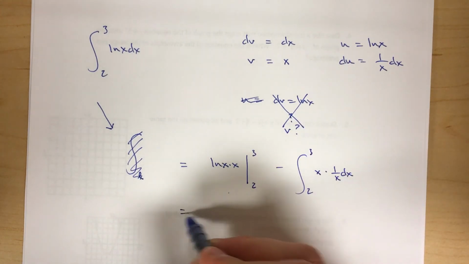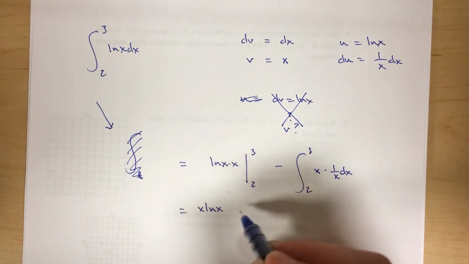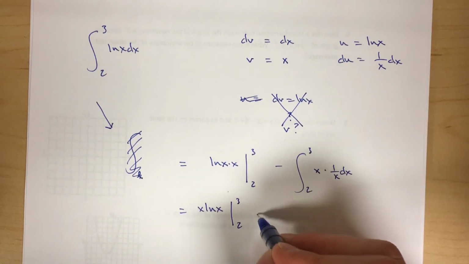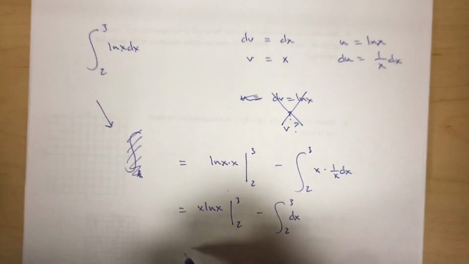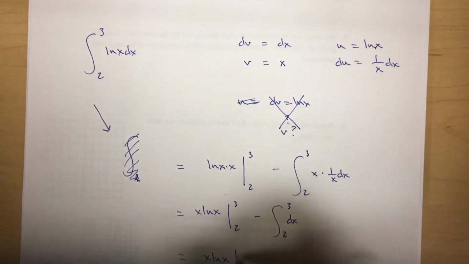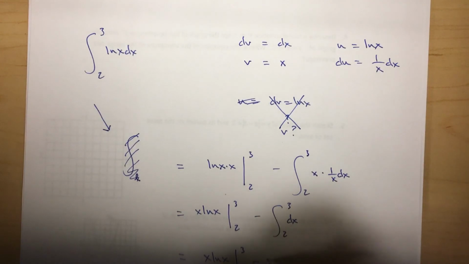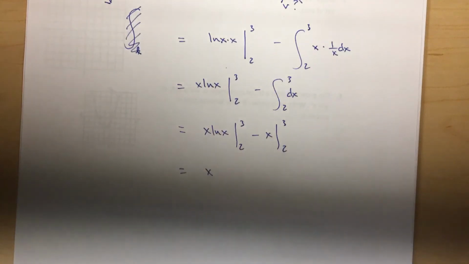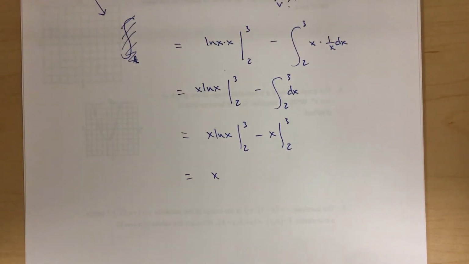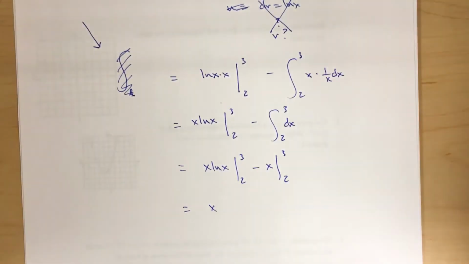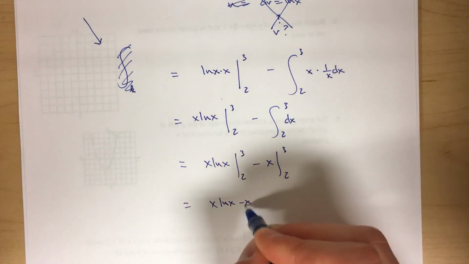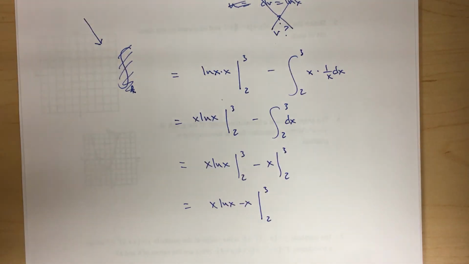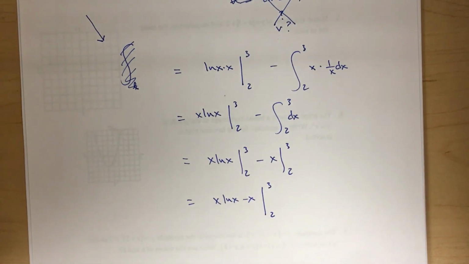Haha, that's awesome. So this is the natural log of x times x evaluated between 2 and 3 minus the integral from 2 to 3 of dx. And that's simply x ln x evaluated between 2 and 3 minus x evaluated between 2 and 3. So we actually see that the antiderivative of ln x is x ln x minus x, which we had seen before. And that's now between 2 and 3.